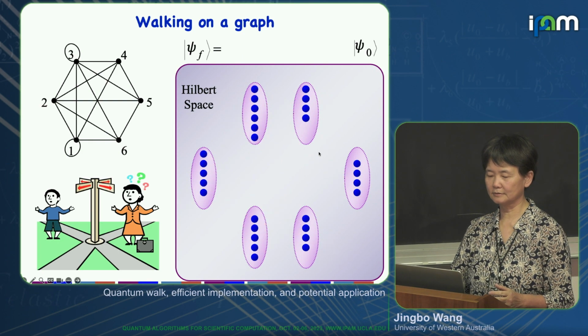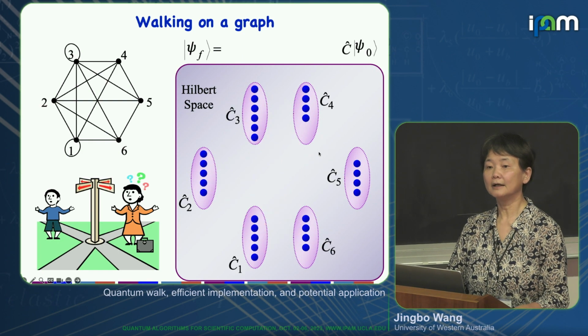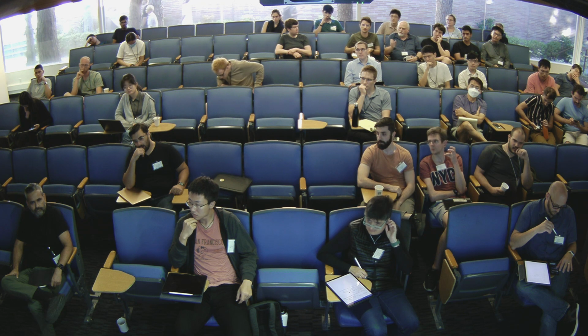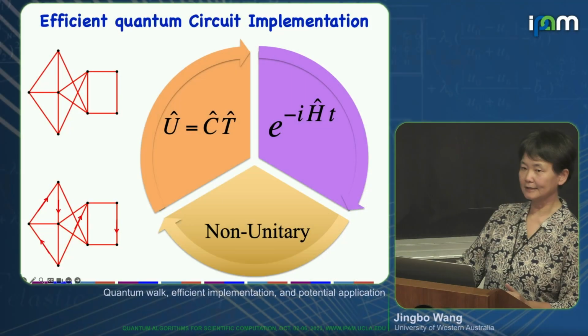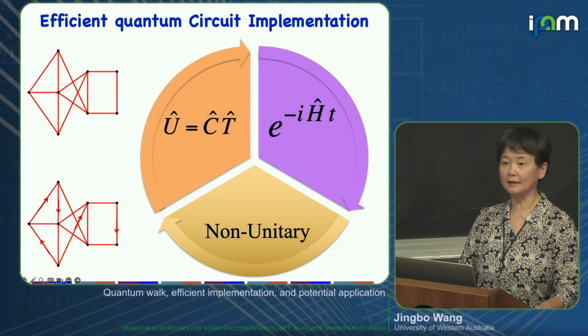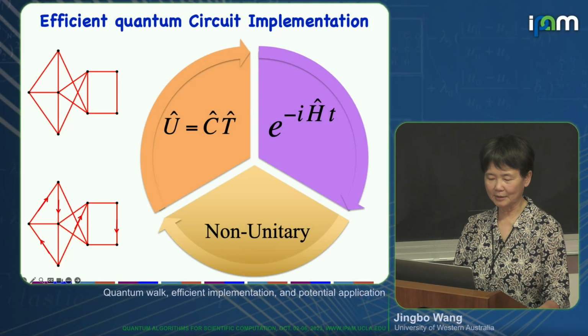So here, both C hat and T hat are both unitaries? Yes, all C's are unitary. Otherwise, if the underlying structure of your graph is directional, then that C is not going to be unitary, and the translation is not going to be either. Okay, I'll talk about them each one by one.